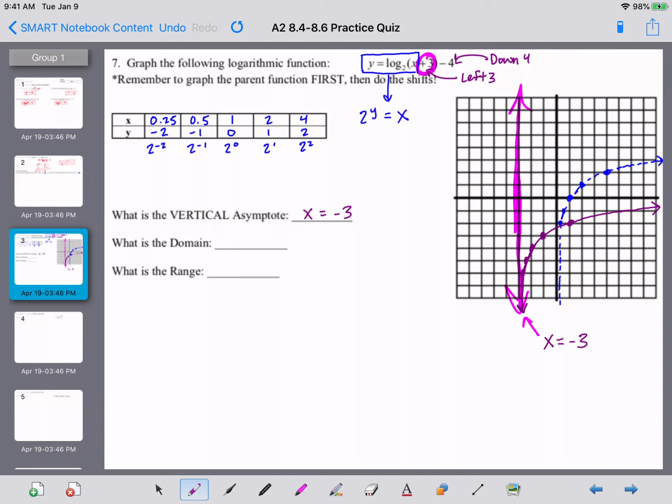The domain is based on that number. Notice since our graph is going to the right of that line, we would say x is greater than -3. That's because our graph over here is pointing to the right. And then lastly, the range, we can plug anything in for y, so that is all real numbers. All right, so that's the graphing of log functions.